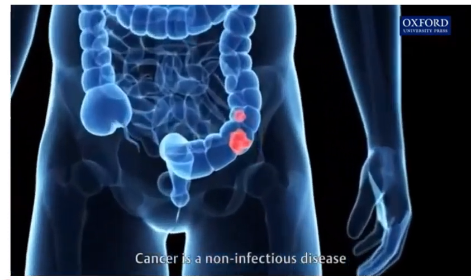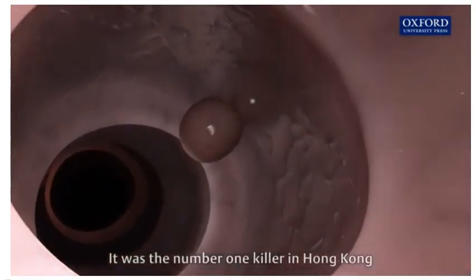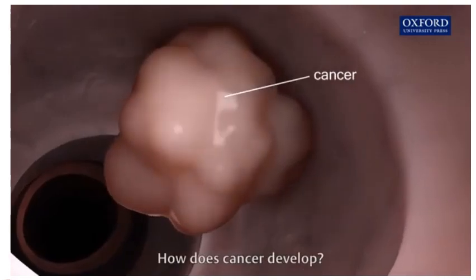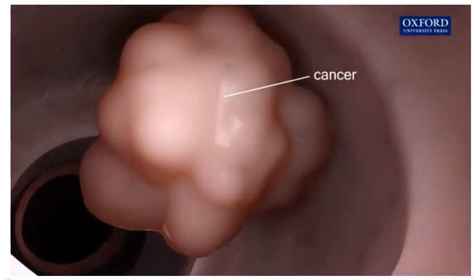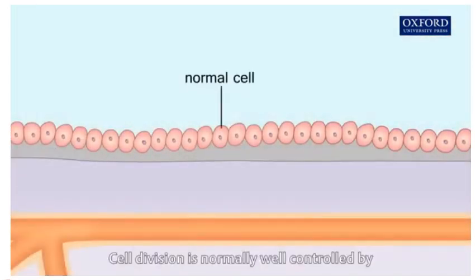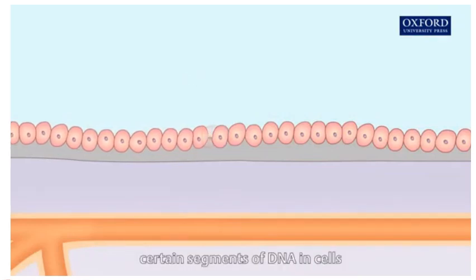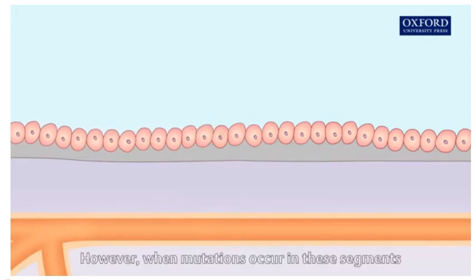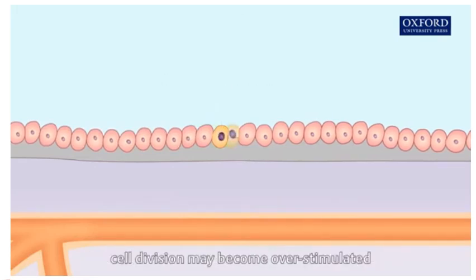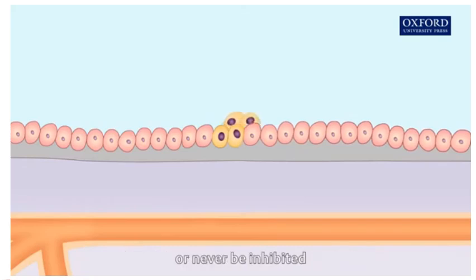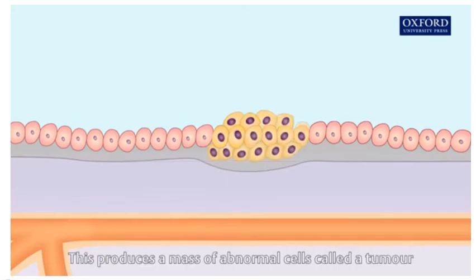Cancer is a non-infectious disease. It was the number one killer in Hong Kong. How does cancer develop? Cell division is normally well controlled by certain segments of DNA in cells. However, when mutations occur in these segments, cell division may become overstimulated or never be inhibited. This produces a mass of abnormal cells called a tumor.